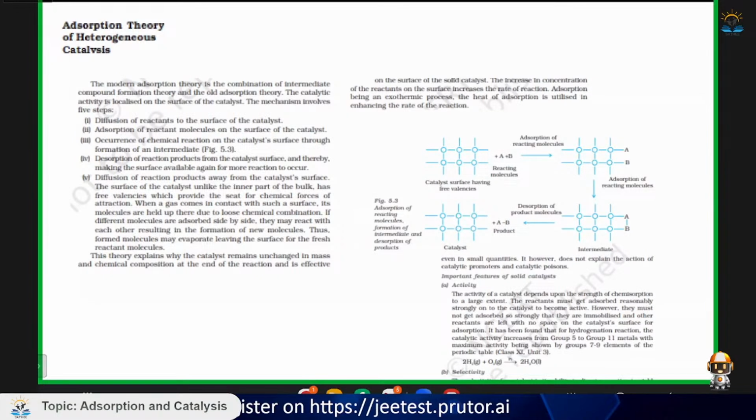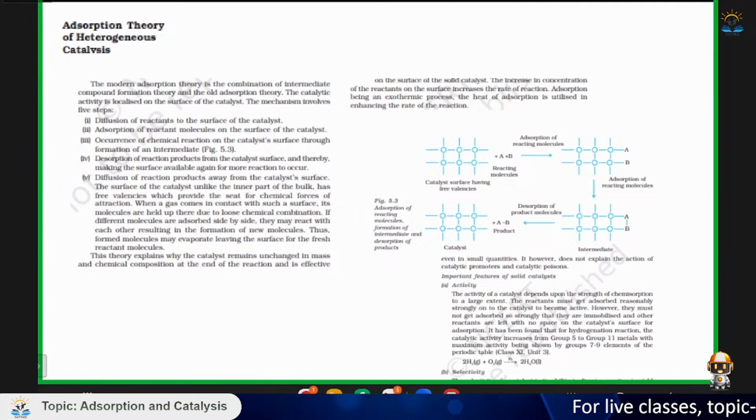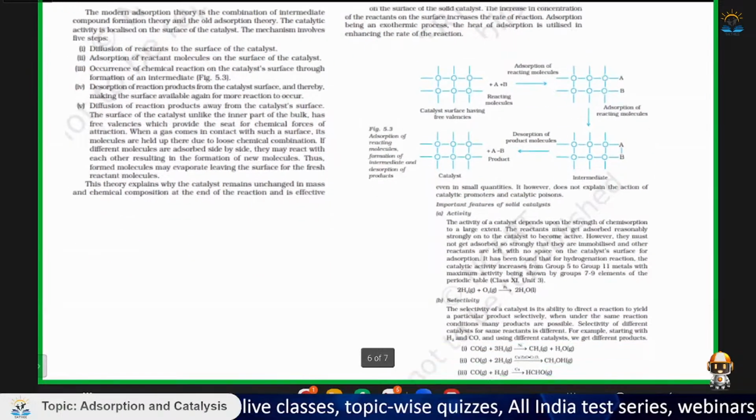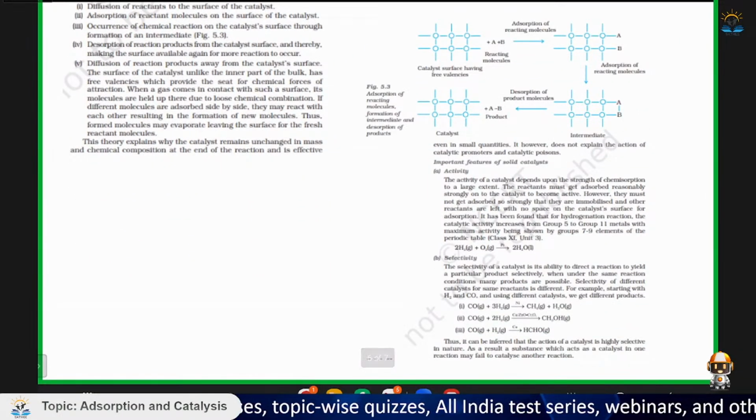Adsorption being an exothermic process, the heat of adsorption is utilized in enhancing the rate of reaction. Of course, when the bond forms, you will need to cross the activation barrier. Some of that energy required for crossing the activation barrier is supplied by heat of adsorption. The rest you're just going to get from normal chemical reaction conditions, temperatures and pressures. It, however, doesn't explain the action of catalysts and catalytic promoters and poisons.